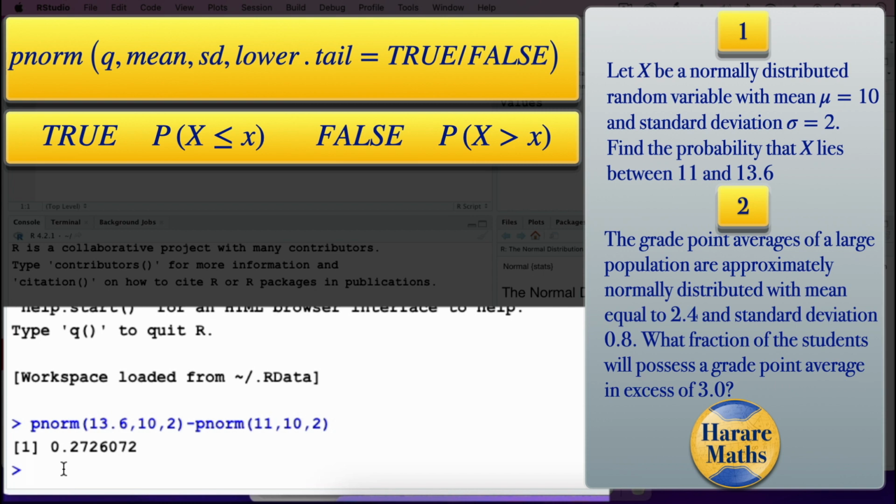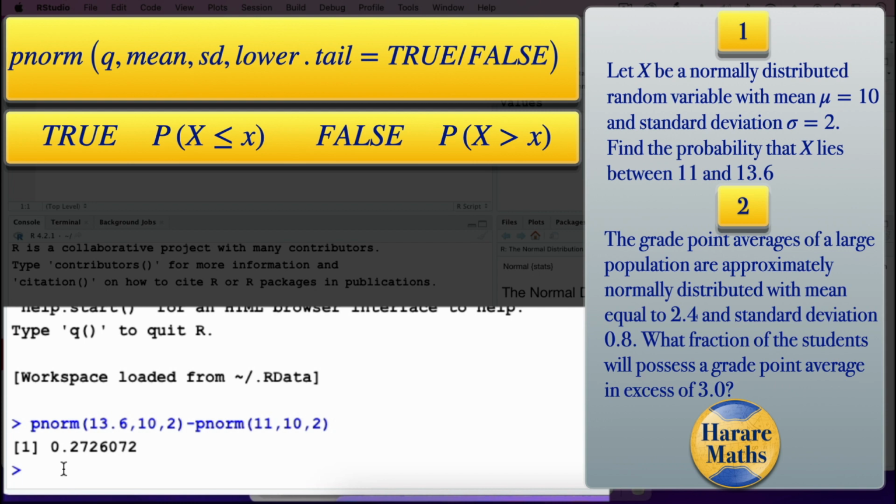I now move on to question number 2. The grade point averages of a large population are approximately normally distributed with mean equal to 2.4 and standard deviation 0.8. What fraction of the students possess a grade point average in excess of 3?